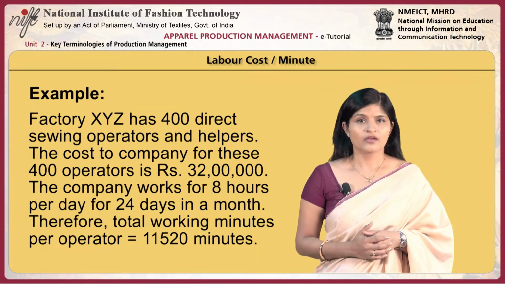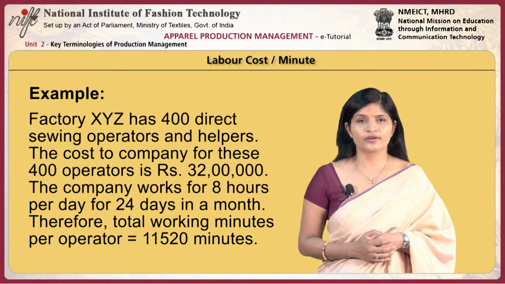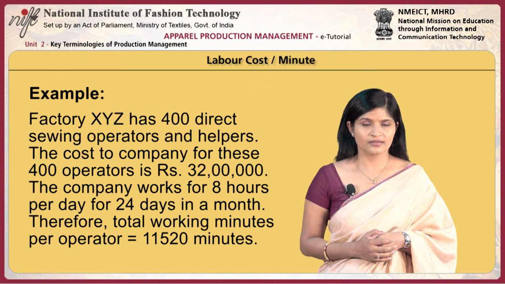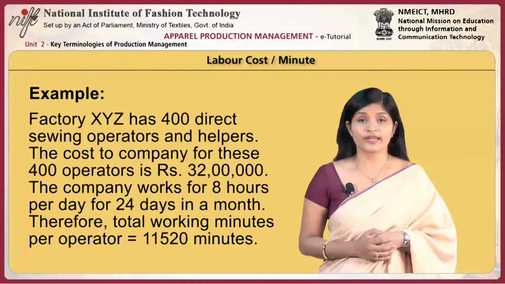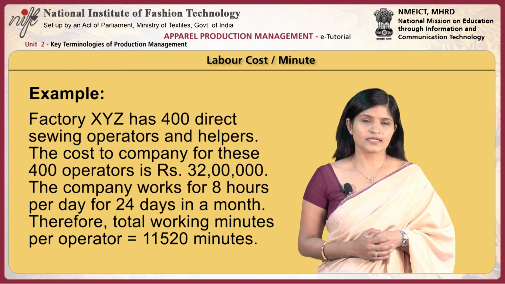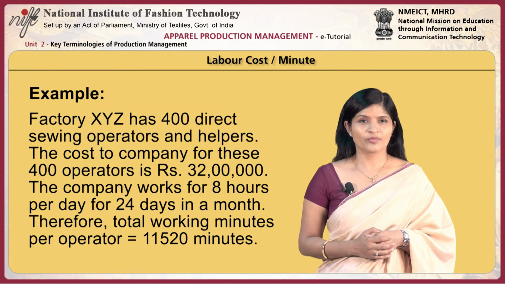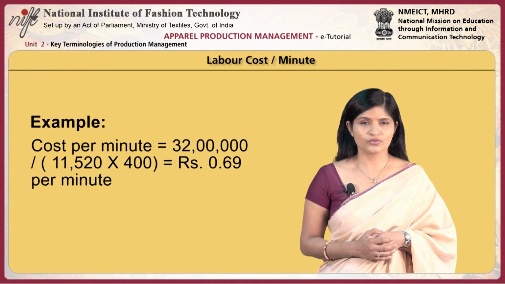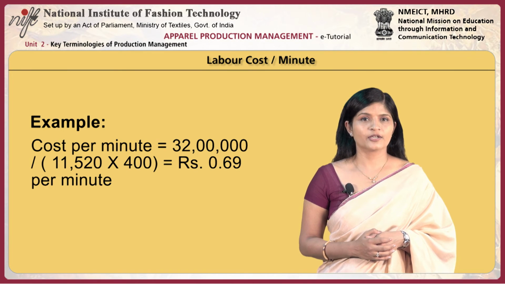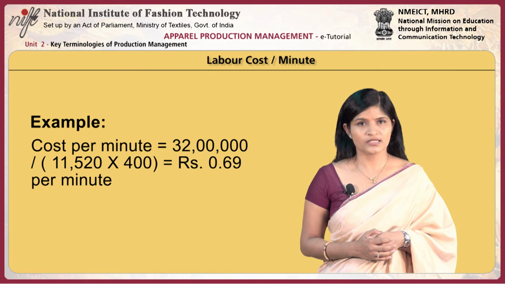For example, factory XYZ has 400 direct sewing operators and helpers. The cost to the company of these 400 operators is 32 lakh. The company works 8 hours per day for 24 days in a month. Therefore, total working minutes per operator is equal to 11,520 minutes. Cost per minute is equal to 32 lakh divided by 11,520 into 400, that is 0.69 per minute.